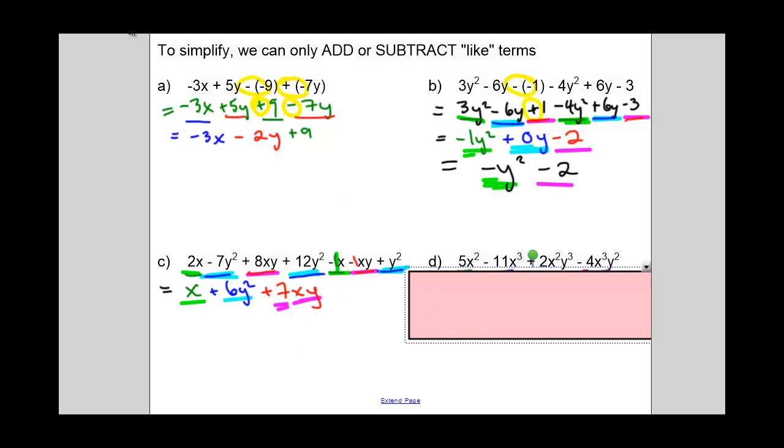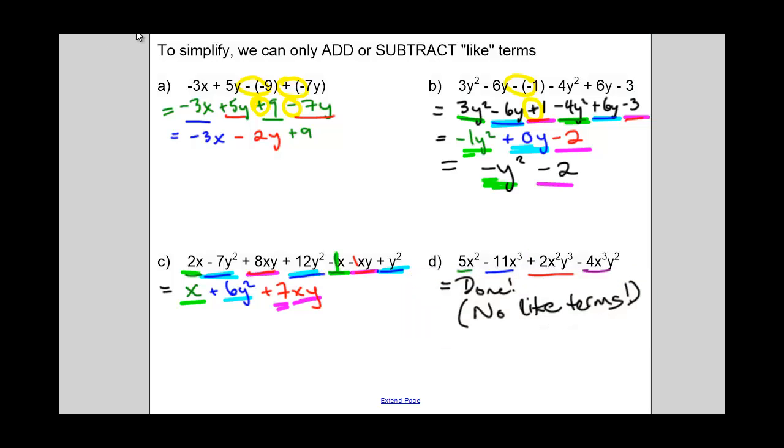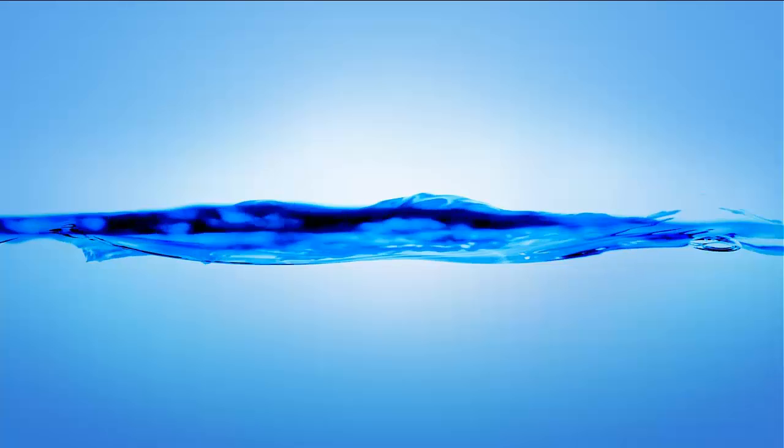Now, an interesting thing, very interesting, happens with example D. Oh, you're already done. There are no like terms, okay? So if you're really looking closely and you're really paying attention, that example is quite easy too because there aren't any like terms to be collected. The 5x squared doesn't have any other x squareds. The x cubed, no other x cubes. The x squared y cubed, that's not like x cubed y squared, as I explained in the previous slide.